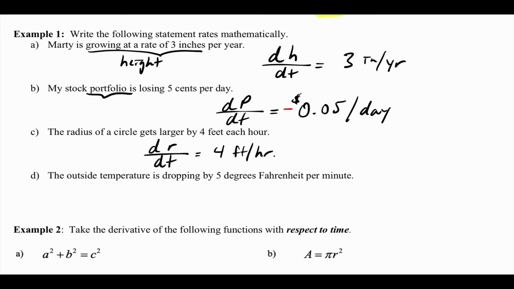The outside temperature is dropping by 5 degrees Fahrenheit per minute. Temperature is dropping, right? For temperature, we usually use capital T, because lowercase t is for time. Again, you can put the word temperature in there. It's not wrong, but in mathematics we usually like to use shorthand. Dropping, so again, it's going to be negative 5 degrees Fahrenheit per minute.